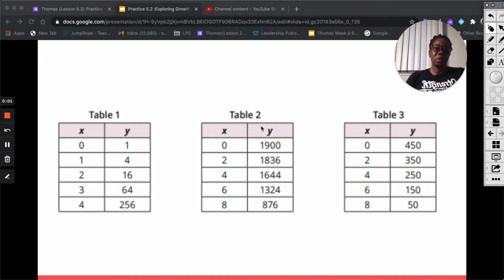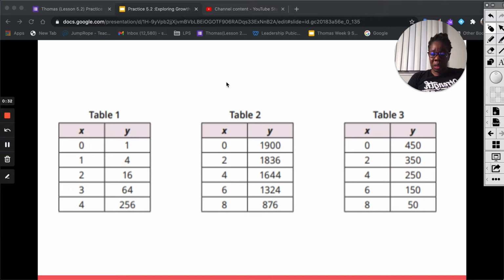All right, so our final question in this practice. We have three different tables, and we are to match each table with its correct growth pattern. One table should be linear, one is exponential, and the other one is showing quadratic growth. So again, in order for you to be able to decipher which is which, you have to examine the output values for each table to see how they are changing.